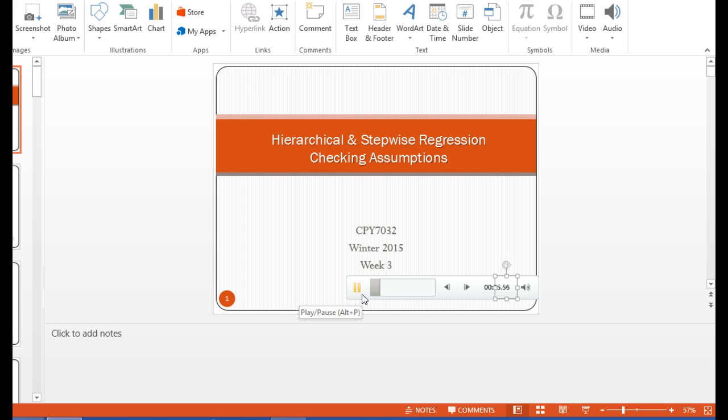This week we are covering hierarchical and stepwise regression, and that just means that we're going to be adding predictors in a certain order to understand the incremental variance explained by each additional one. And so we'll be doing that mostly, and then at the end we'll be doing some checking of assumptions. There are some assumptions in regression that we need to keep in mind in order to get the most accurate results at the end. So those are the two topics that we'll be covering this week.